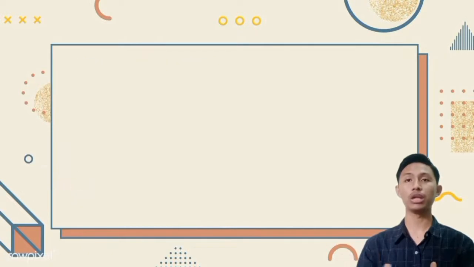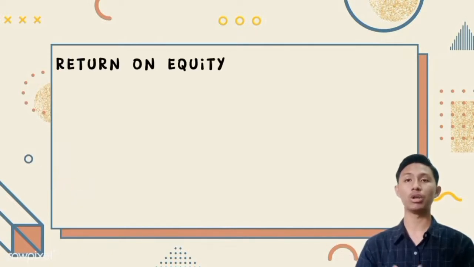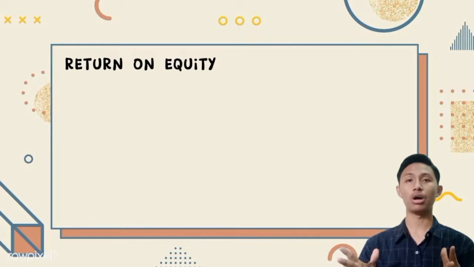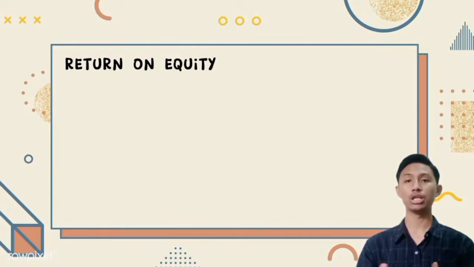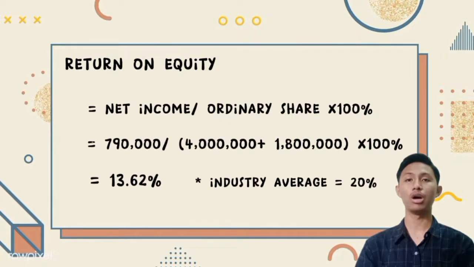And the last ratio in the profitability ratio is the return on equity. The purpose of the return on equity is to show how well the investment is being used in generating income or profits. To calculate this ratio, we divide the net income by the ordinary share, and we multiply with the 100%. In this company, we got the 719,000, we divide by the 4 million for the ordinary share plus the 1,800,000 for the retained earning, and we get the 13.62%.